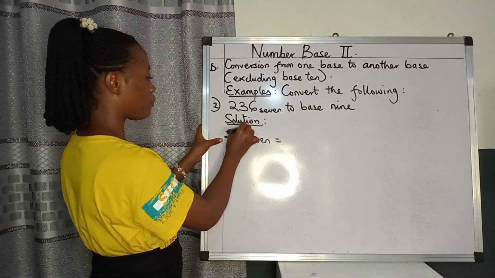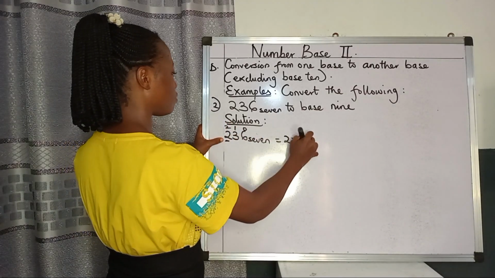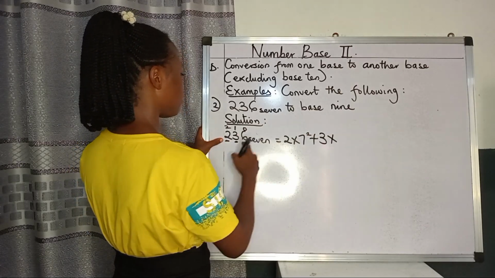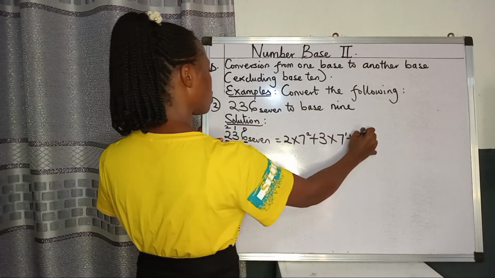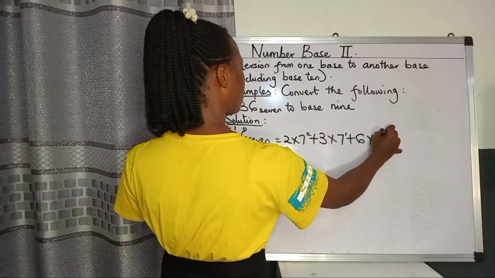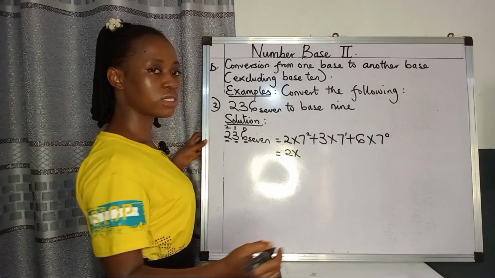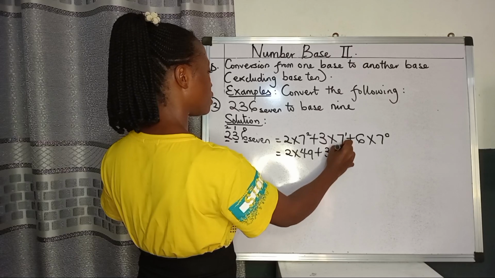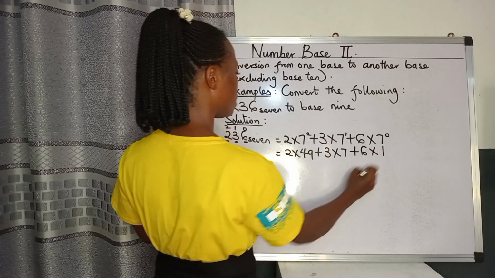So their powers, we have power 0, power 1, power 2. The first number times our base, which is 7, raised to power 2, plus the next number, which is 3, times the base, which is base 7, raised to power 1, plus the next digit, which is 6, times the base, base 7, now finally raised to power 0. Okay, so that will give us 2 times 7 raised to power 2, which is 7 times 7, which is 49. 3 times 7 raised to power 1 is 7. Then 6 times 7 raised to power 0 is 1.